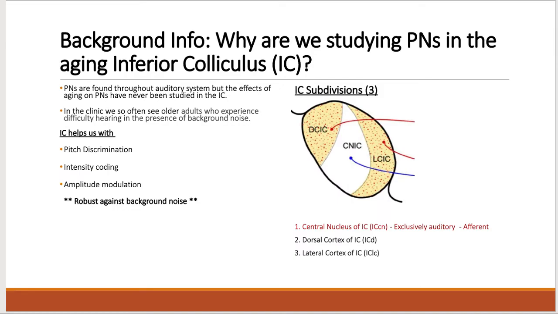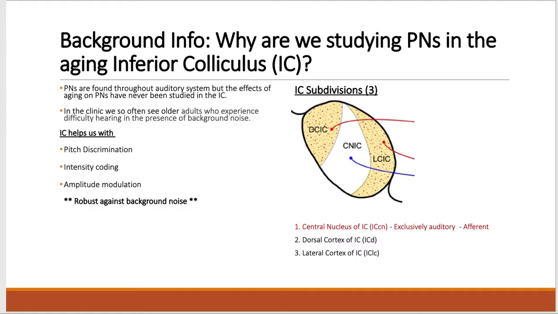Some background information to address why we are studying PNs in the aging inferior colliculus is that PNs are found throughout the auditory system, but the effects of aging on PNs have never been studied in the IC. So the study is the first of its kind.